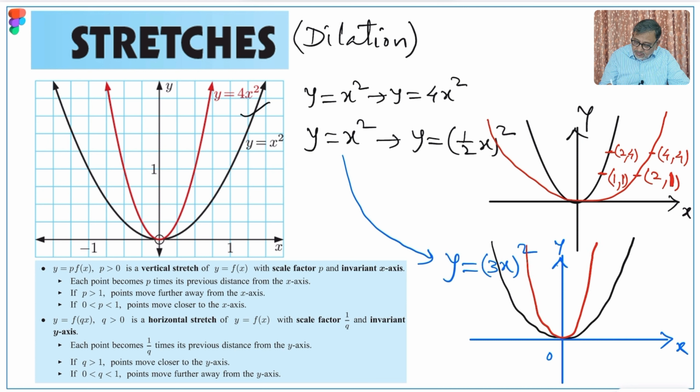See, any point on this graph, suppose on the original graph it was 2 comma 4, then it will become 2 by 3 comma 4. The x value will get divided by 3, right, because it will come towards the y-axis. So I hope you understood this part.